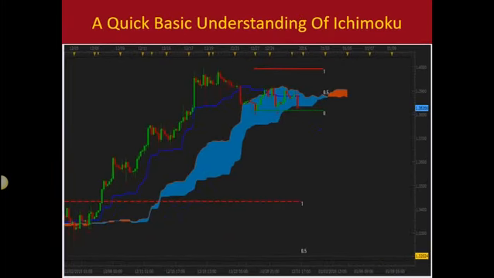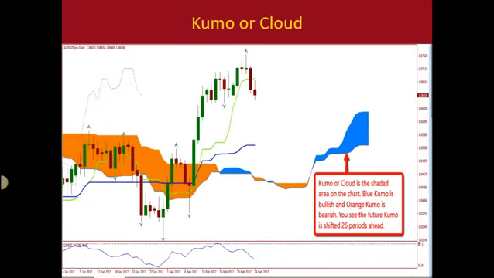So we need to do a quick basic understanding of Ichimoku so that you can understand the strategy when we start talking about it. All right. So the Kumo cloud, which is the shaded in area of the system, the blue and then the goldish here, represents your future, and it's going to represent support and resistance levels, and the strength of the trend and everything to that nature.